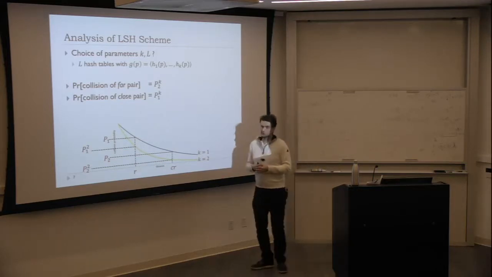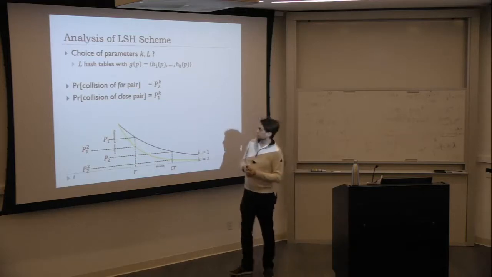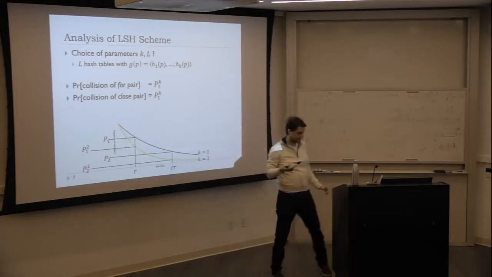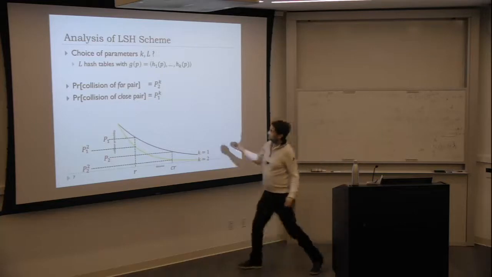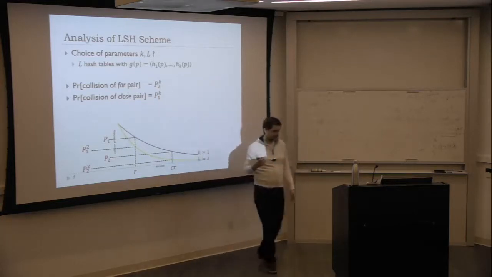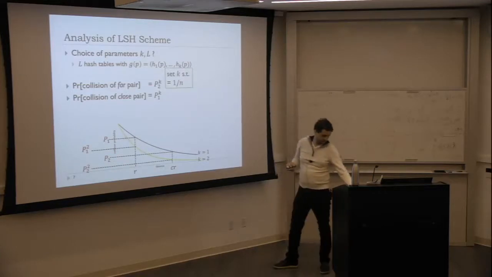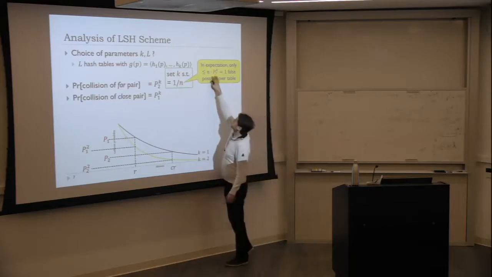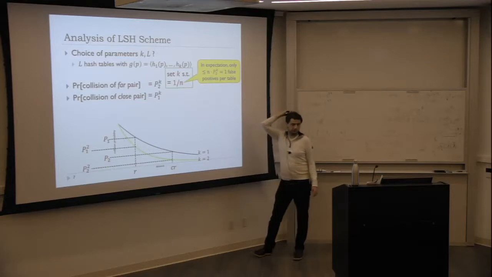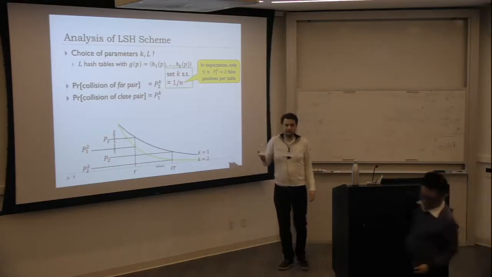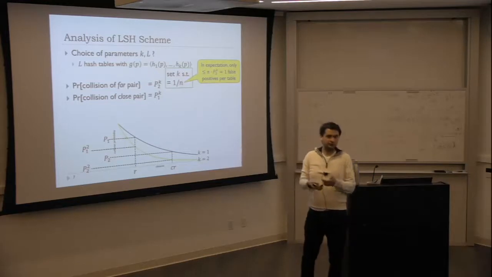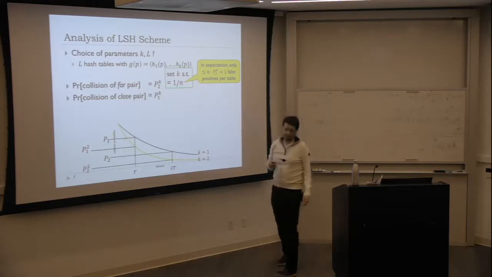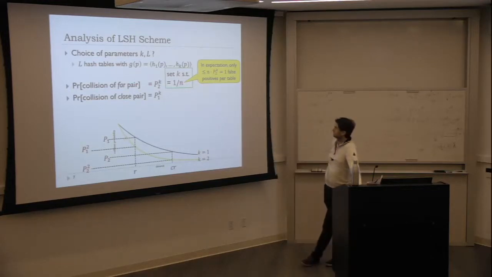How many far points can collide with the query point? Each of them collides with probability P2 to the power K, and there are N of them, so it will be N times P2 to the power K. We'll set K so that this is equal to 1 over N, so that in expectation the number of false positives in a bucket is at most one. So we set K such that the number of false positives in a bucket is at most a constant. Now K is some formula, and we don't really need to compute this formula for this proof.